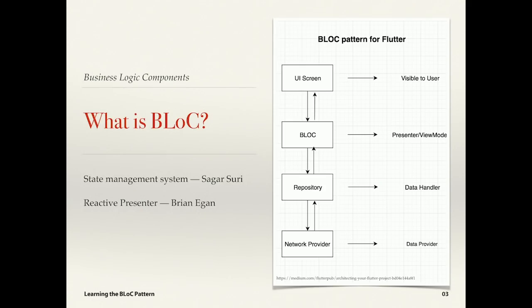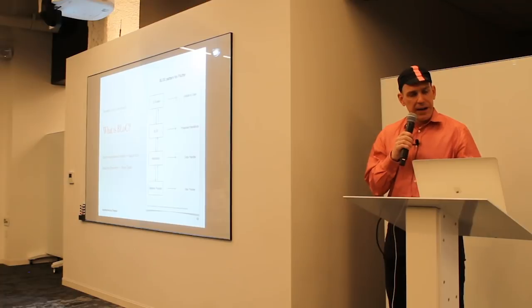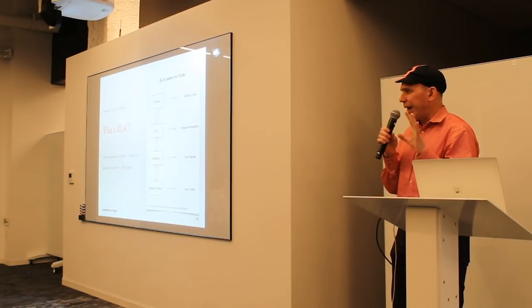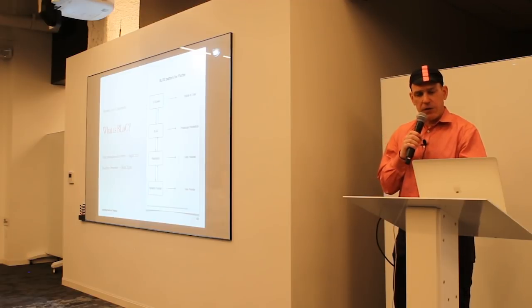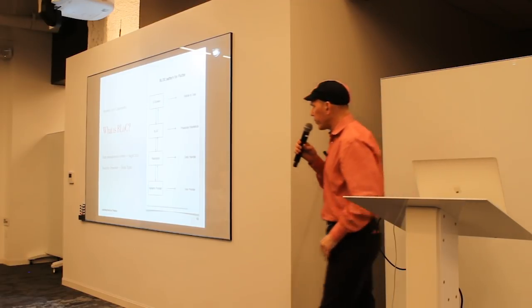So this is what the BLoC pattern looks like. Some people call it a state management system, but Brian Egan, and I think he's the primary maintainer of the Flutter scoped model as well as Redux, calls it a reactive presenter, and I think that's a better way to look at this, if that makes sense to you.